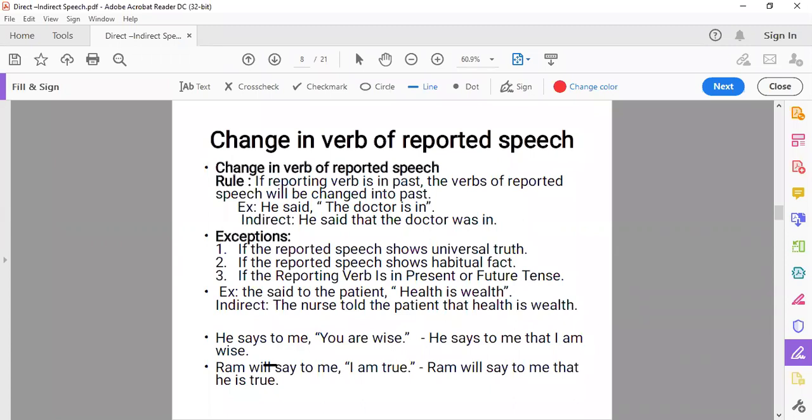Says here. Next, Ram will say to me, I am true. Again it will be Ram will tell me, there is a correction here. Ram will tell me that he is true. Again I is first person, and changes with the subject of the reporting verb. We have Ram as the subject, so it will change into he. And is true: with I we use am, with he we use is. That means no change of tense, only the subject-verb agreement, that according to the subject we are changing the verb, but no change of tense is there.